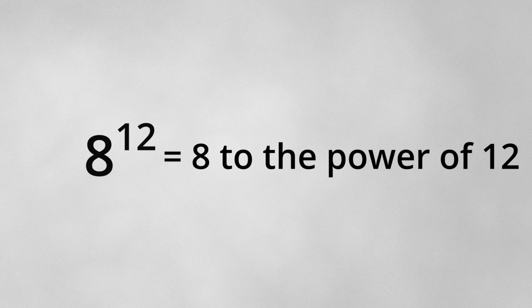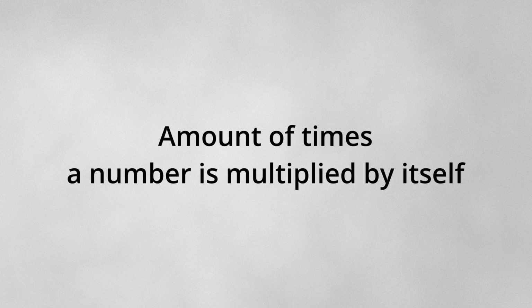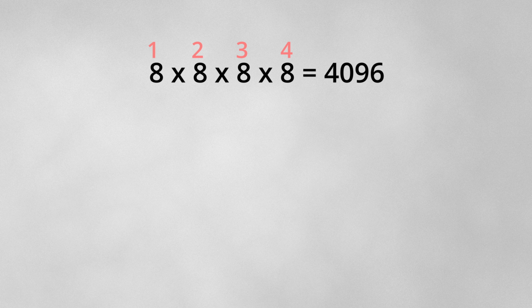But what does that number mean? Well, it's the amount of times a number is multiplied by itself. The exponent is actually a shortcut. Here you have 8 times 8 times 8 times 8. Instead of writing it this way, you can use the shortcut or the power. You can just write 8 to the power of 4 because you multiplied 8 by itself 4 times.